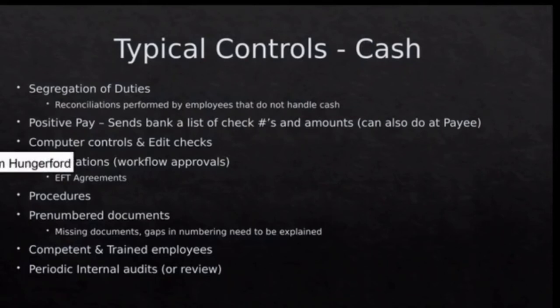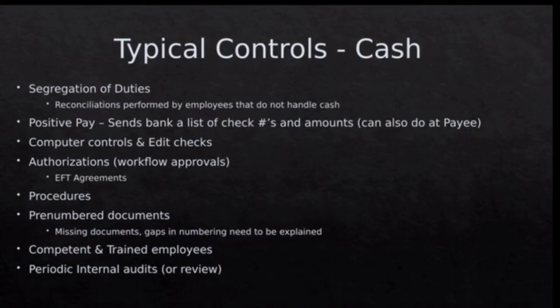Typical controls related to cash are segregation of duties. That's the big one. Again, that's where we make sure that the tasks are split up amongst people so that key functions don't overlap, so that an individual doesn't have the ability to set up a vendor, input an invoice, and approve that invoice for payment. So those are key areas that we separate amongst employees to try to get some control related to the cash.